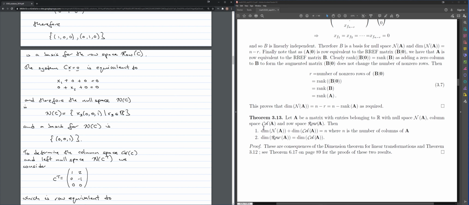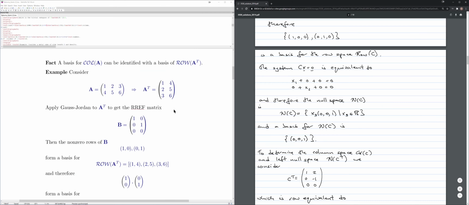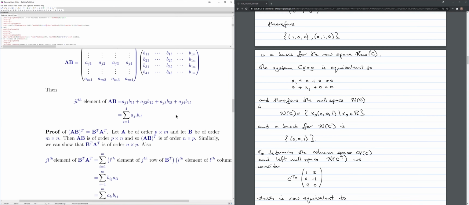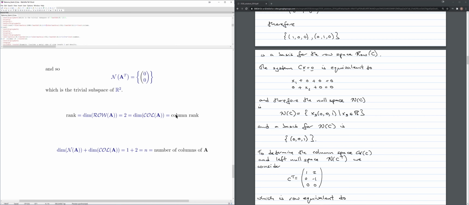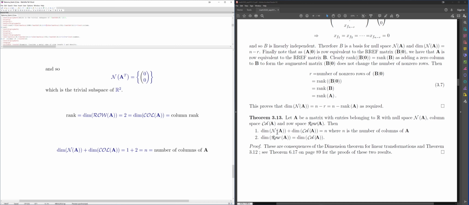Okay, so first let's check to see that this first equality holds for this example. I want to check to see that the dimension of the null space plus the dimension of the column space is equal to the number of columns. That is the statement here. Is that true in the example that I just did?